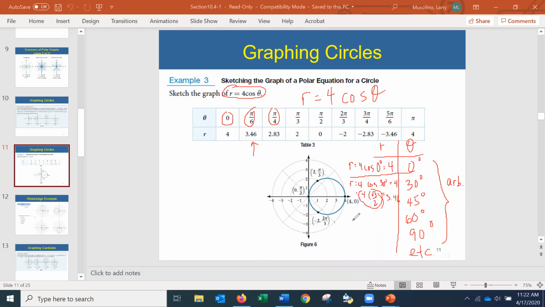Let me do one more. What if we were using theta equals 60? Well, that would be r equals 4 cosine 60. But cosine 60, you might remember, is 1/2. So this would be 4 times 1/2, which is 2.